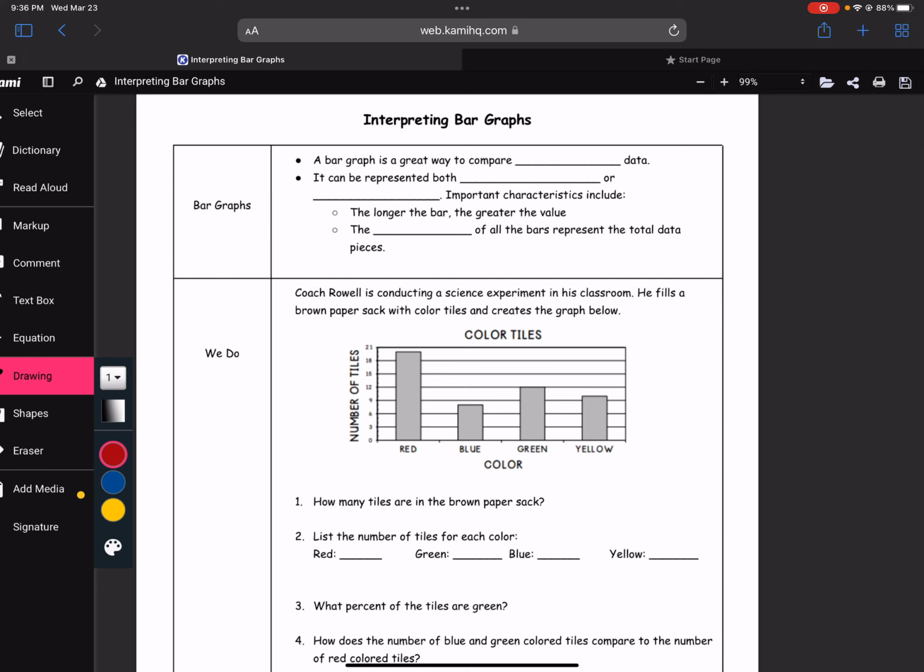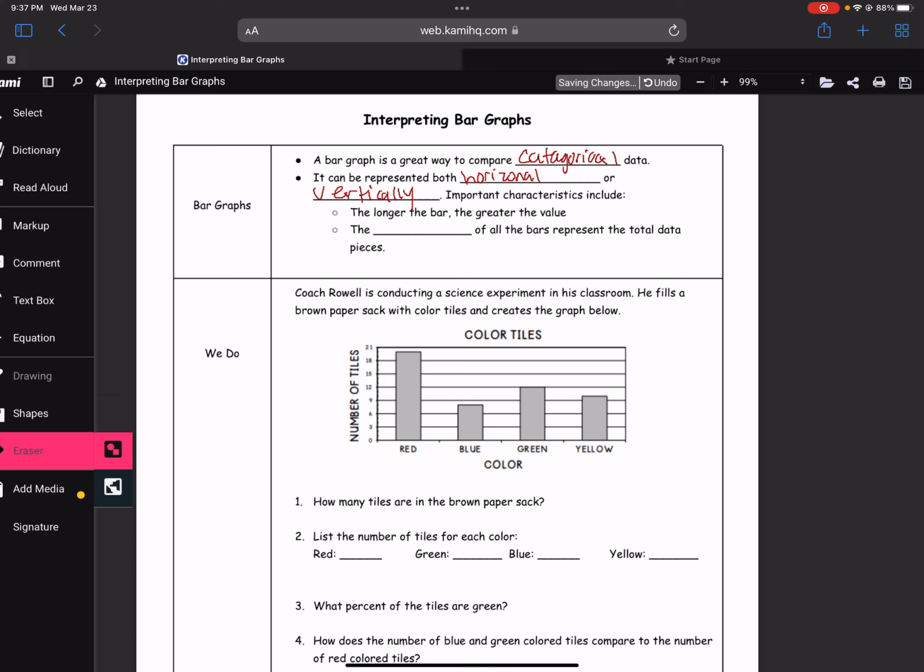Alright guys, so today we are going to be looking over bar graphs. So let's begin. A bar graph is a great way to compare categorical data. It can be represented both horizontally or vertically. Actually, let me change that to vertical.